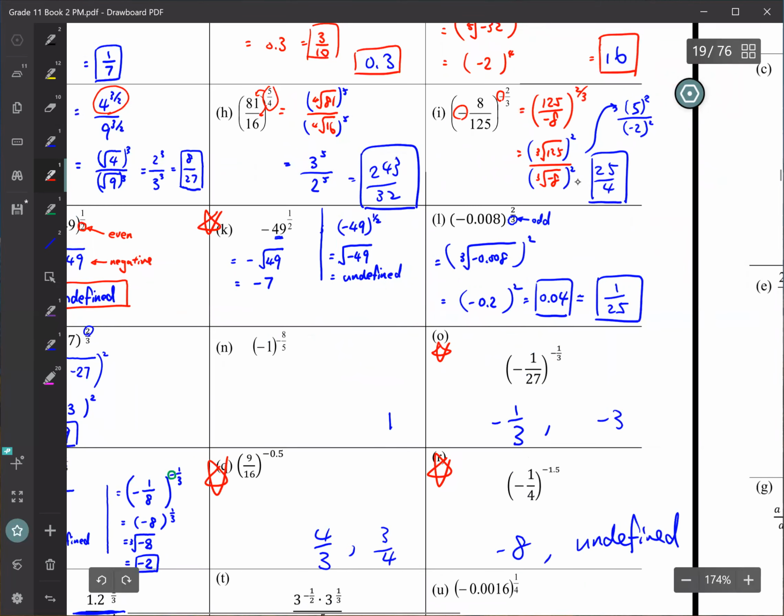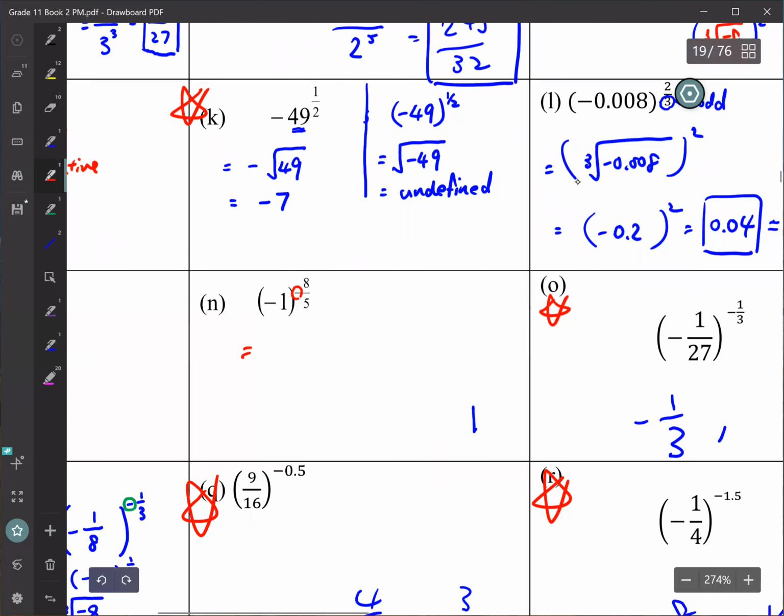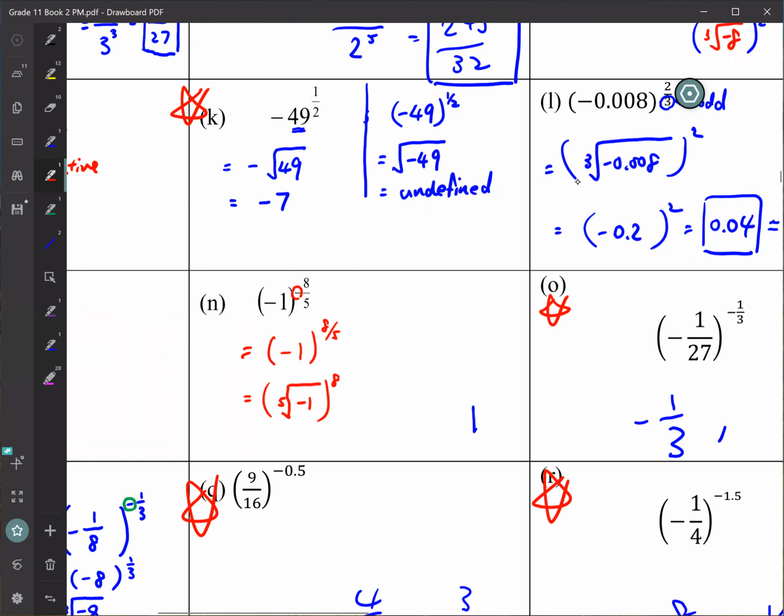Okay, next question. We have a negative exponent, so we can do the flipping, but if you flip -1, it's still -1, right? So no point flipping. So it's the same as positive 8 over 5. And then we do the fifth root, and then to the 8. Fifth root of -1 is still -1. And then to the 8 will give you 1, positive.